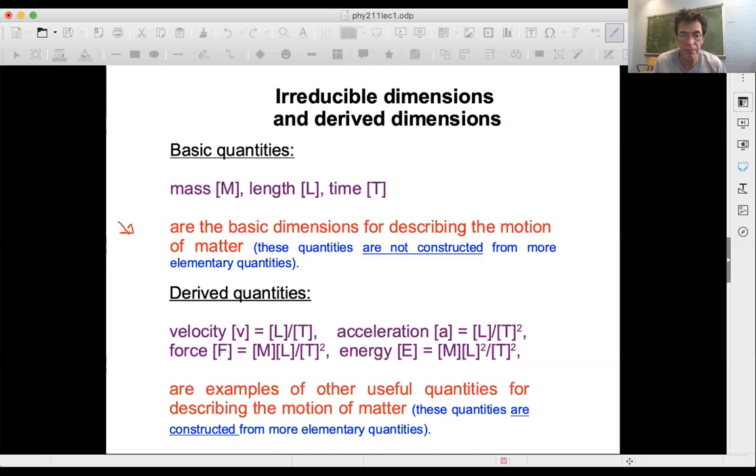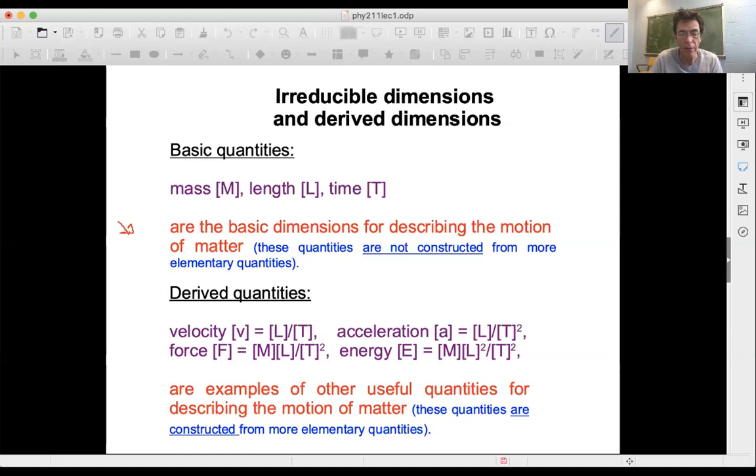It's length over time. And you might know, and if you don't know, it doesn't matter because we're going to talk about it soon, that acceleration is made out of the basic dimensions of length and time. It's actually length over time squared. So velocity and acceleration are perhaps the most familiar, most everyday quantities that don't have basic dimensions. They're not basic quantities. They're made out of the basic dimensions of length and time, some combination of length and time.